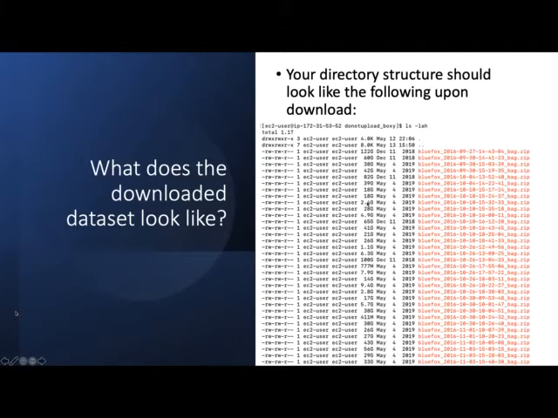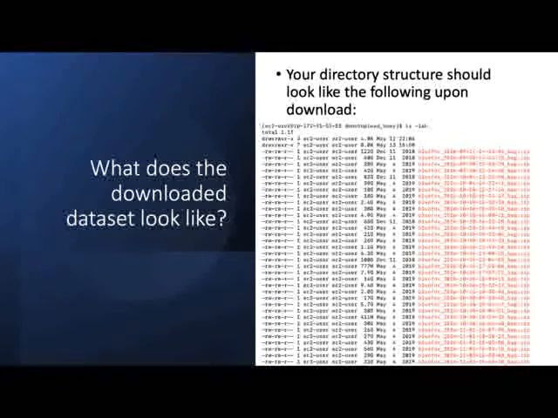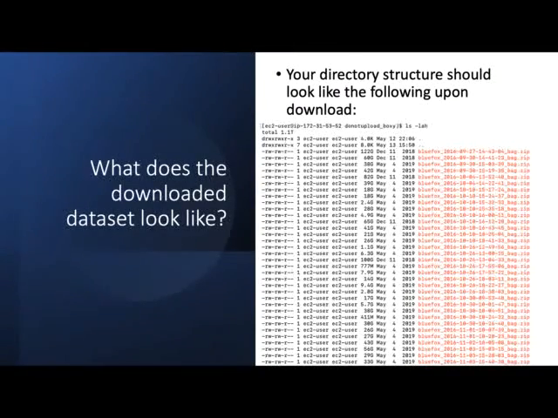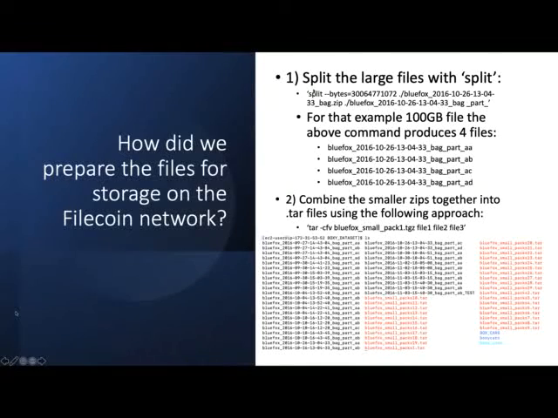So, in order to prepare this for the Filecoin network, we needed to, of course, slice up the big files and combine some of the small files to hit that 32 gig sector target that most miners are happy to store. To do that, we conveniently used split or tar, as expected. The resultant folder structure looks as you will see below.